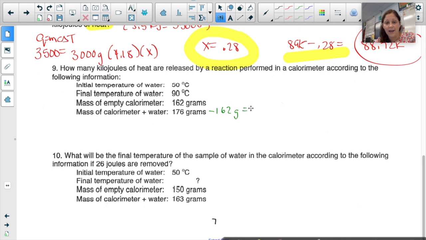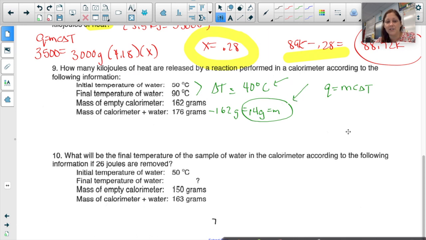And so my mass in this problem is 14 grams. And remember, you subtract the two temperatures also to get the delta T. So in this case, my delta T is 40 degrees Celsius. So this just becomes a Q equals MC delta T problem with a change in temperature of 40 degrees Celsius and a mass of water of 14 grams. So you can do that one.